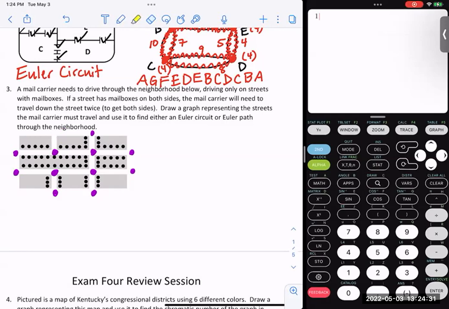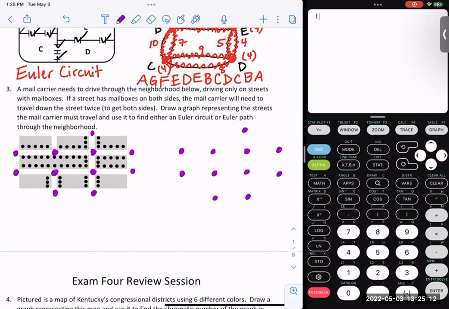So I kind of drew this over it, but I'm going to redraw. So just over here, I'm going to try and put them basically in the same places. And I'm just going to redraw my graph over here on the right. All right, so it looks like I've got 11 vertices, and then my streets are my edges. But again, in this one, I don't need to travel a street that doesn't have mailboxes. So I'm only going to draw an edge where there are mailboxes on a street.